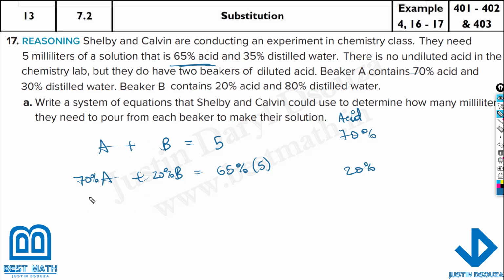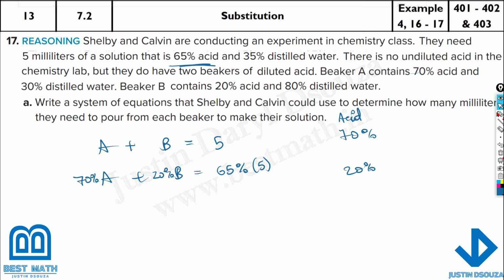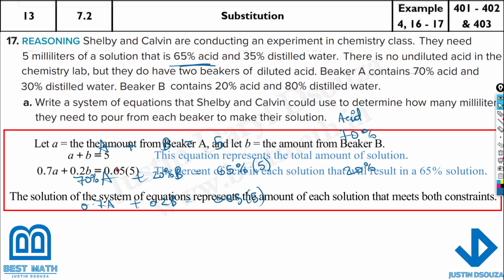But generally the percent is divided by 100. You can put it in the calculator and check what the percent is. You can directly write 70% as 0.7 or 70%. Shift and the symbol gives you 0.7, or you just have to do 70 divided by 100, which means divided by 100. That's 0.7. So here we can write 0.7a plus 0.2b. That will be equal to 0.65 times 5. You can multiply and write this as well. Here we have a plus b.